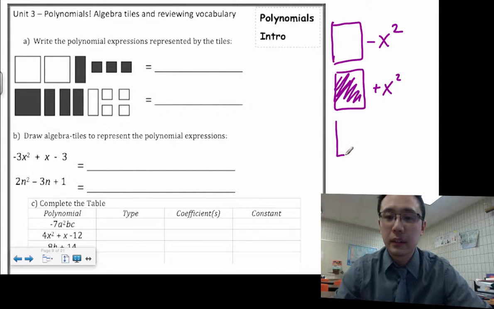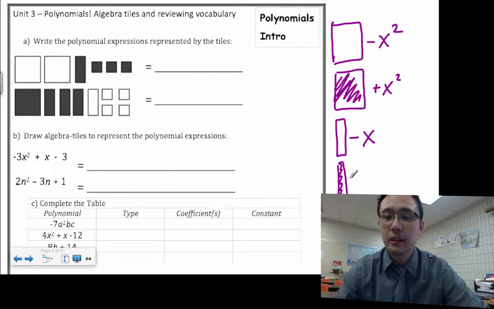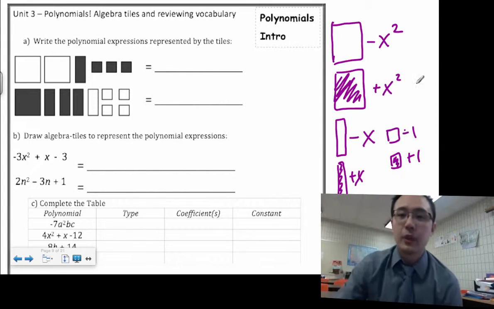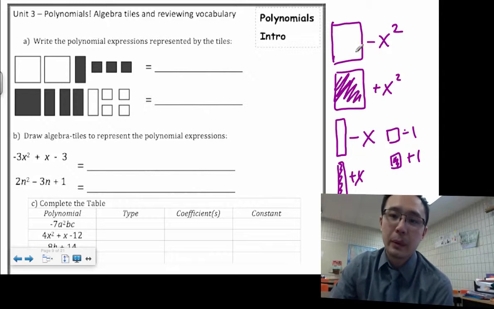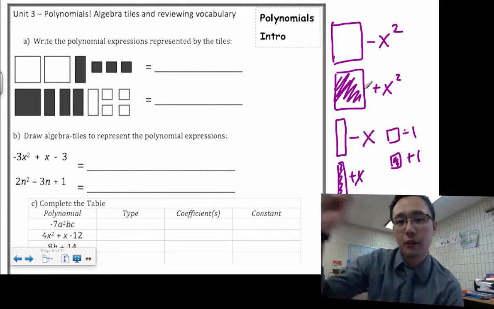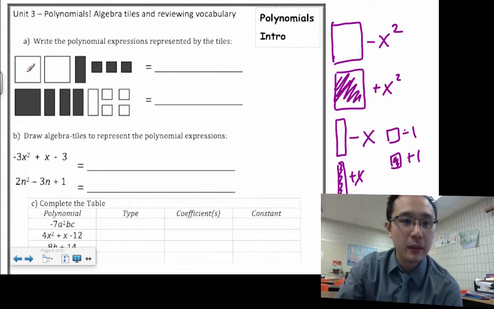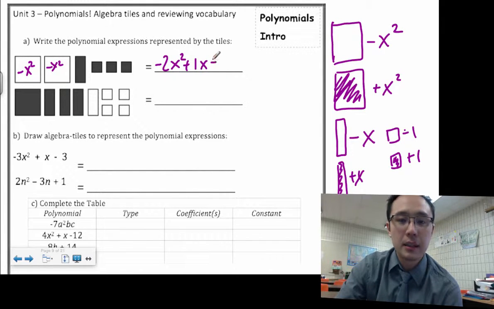And the long rectangular shapes, this one is going to be your negative x, and the shaded in one is going to be positive x. The little squares, this is going to be your negative 1, and the shaded in little squares are positive 1. So we use these just to represent your polynomials. Remember, opposite colors cancel out to make 0, so you just throw them out. So for this one, we have negative 2x squared plus 1x plus 3.